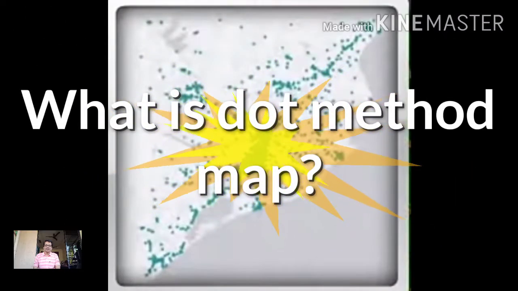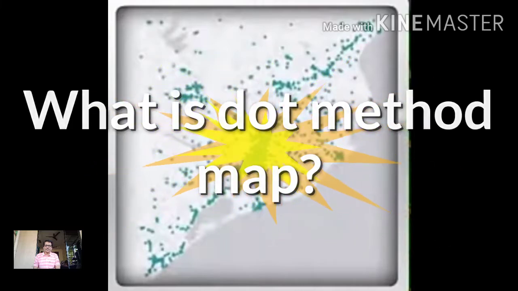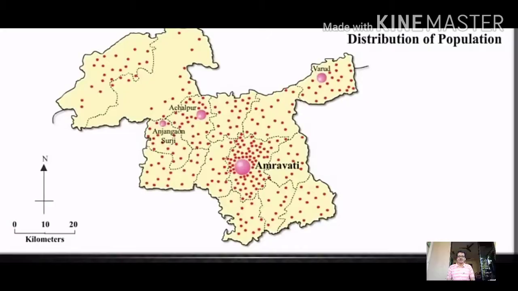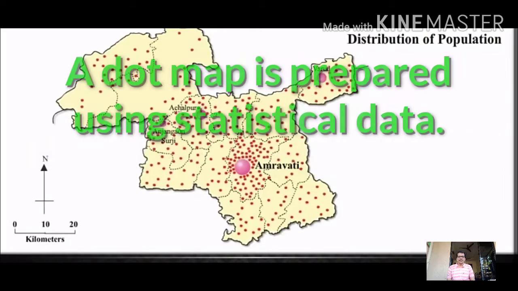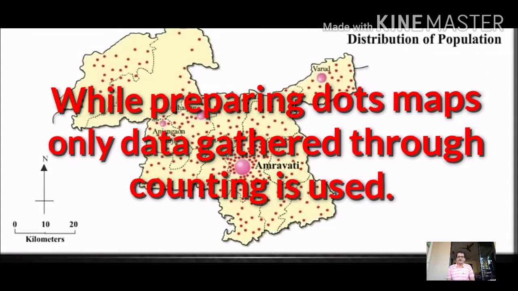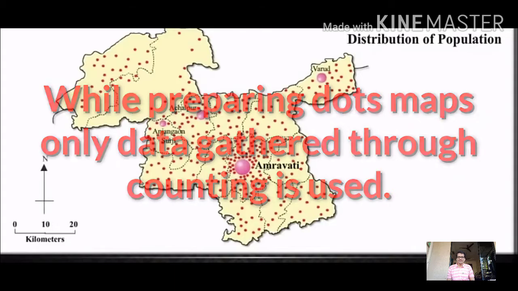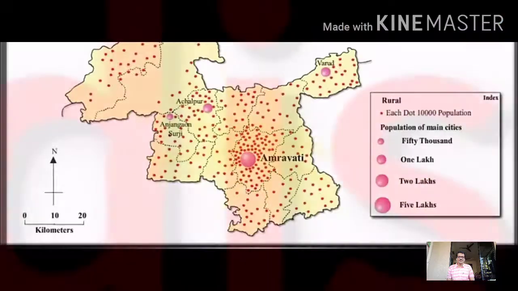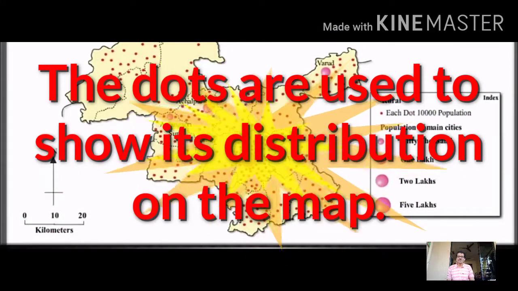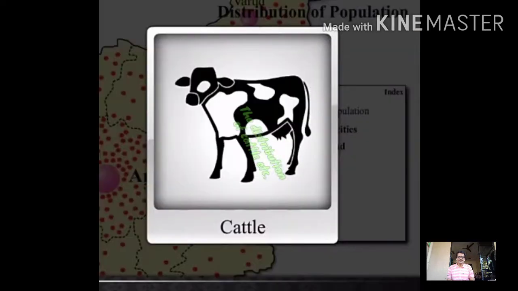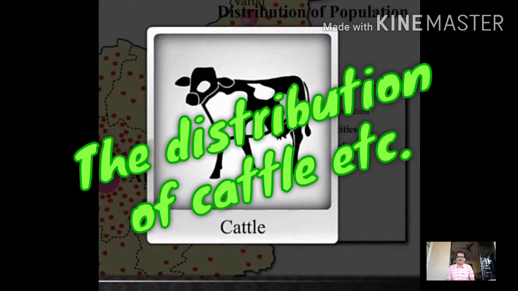Now let us begin with the dot method. What is a dot method map? A dot method map is a map type that shows distribution of a variable using dot symbols. Now how do we prepare a dot method map? A dot map is prepared using statistical data. While preparing dot maps, only data gathered through counting is used. The way a variable is distributed throughout the region, the dots are used to show its distribution on the maps. For example, the population of a region and the distribution of cattle, etc.